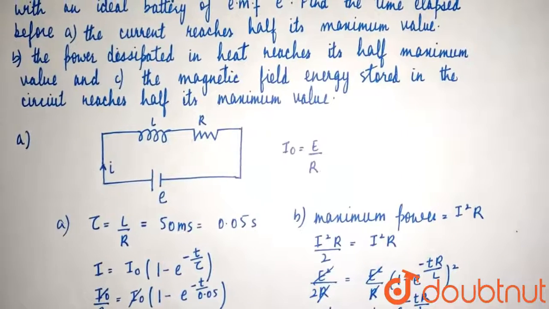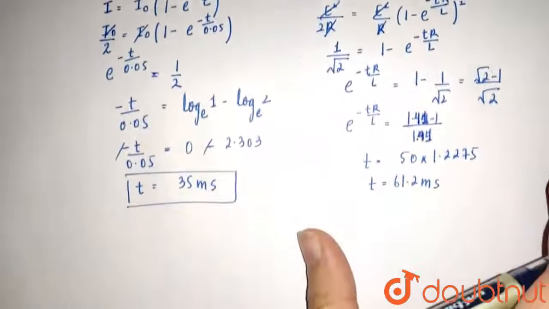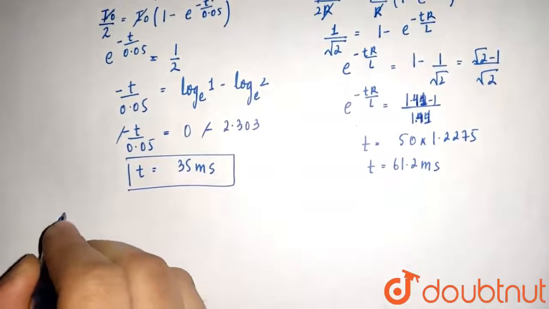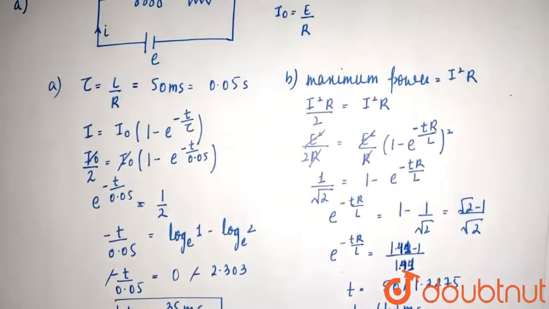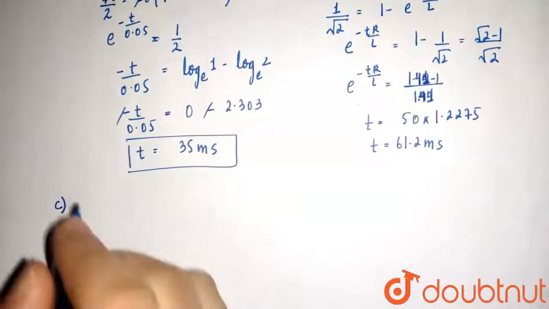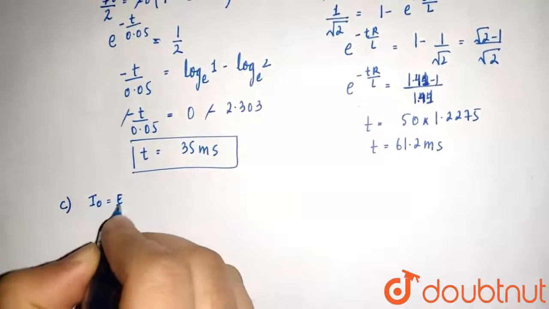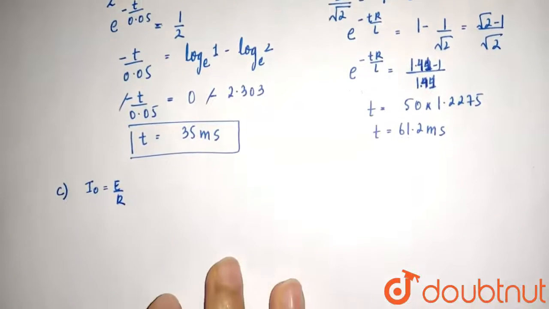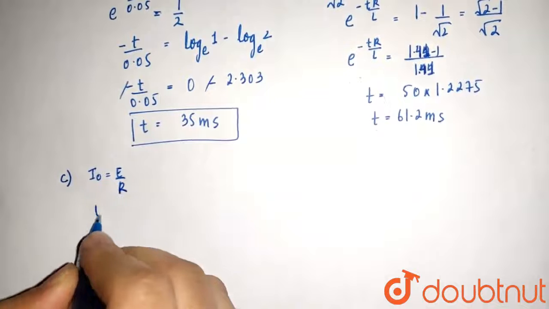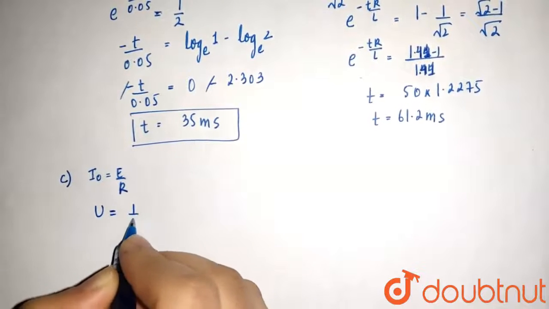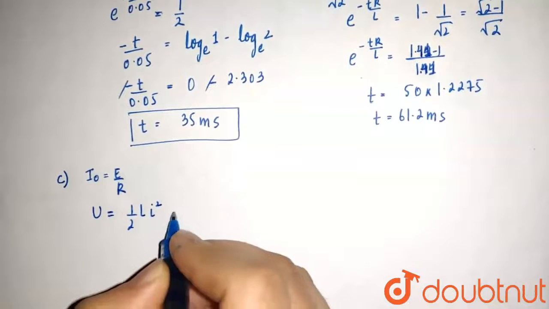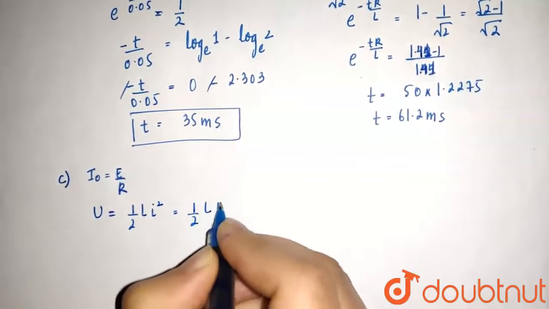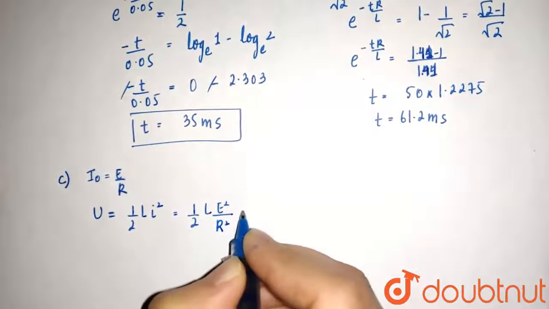C part is when the magnetic field energy stored in the circuit reaches half its maximum value. So we need to calculate the magnetic field energy. The current in the coil, as I stated earlier, I naught, the steady state value, is equal to E by R. The magnetic field energy stored at steady state, which we represent by U, is given by 1/2 of L i squared, and instead of i squared we can write 1/2 of L E square by R square.